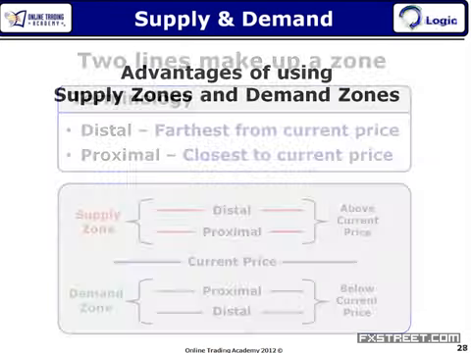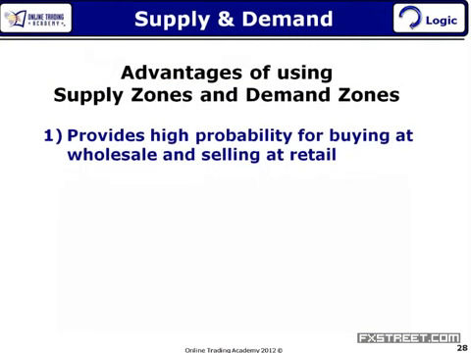So the biggest advantage that we have in using these, we obviously get a great opportunity. High probability is what it all comes down to. We're not going to be right in the markets every single time. But what we can do is look for high probability turning points for buying wholesale and selling retail.